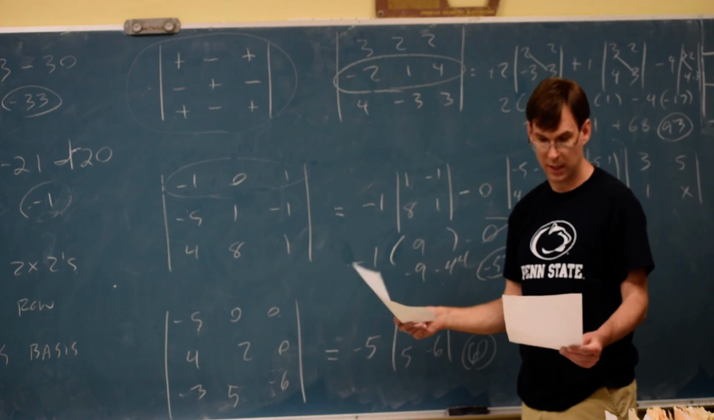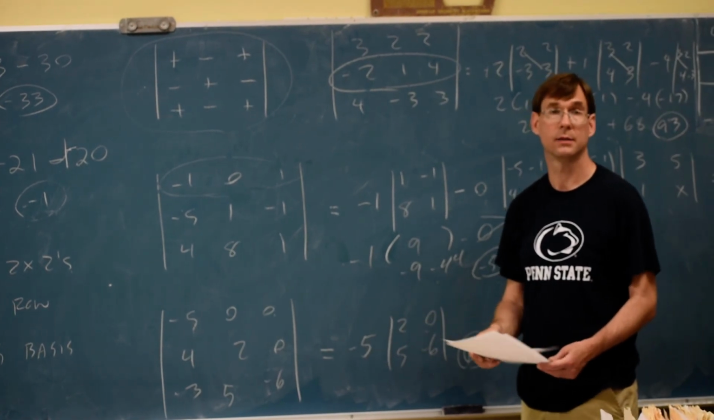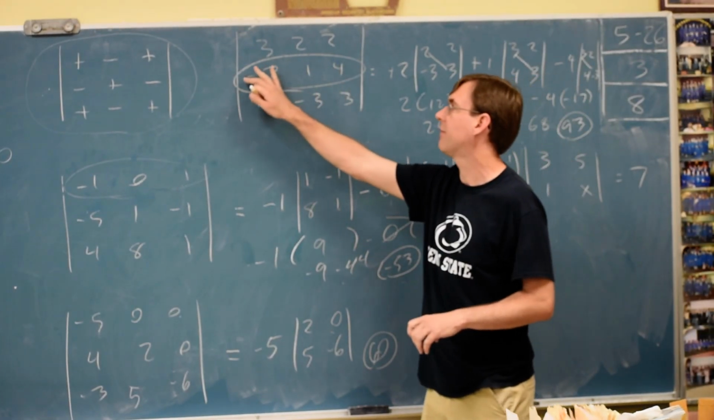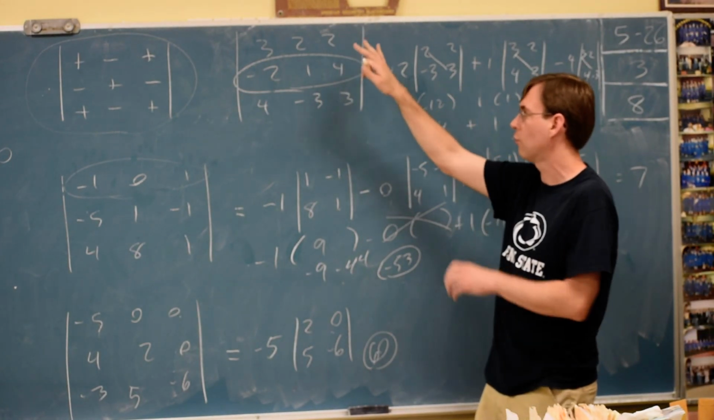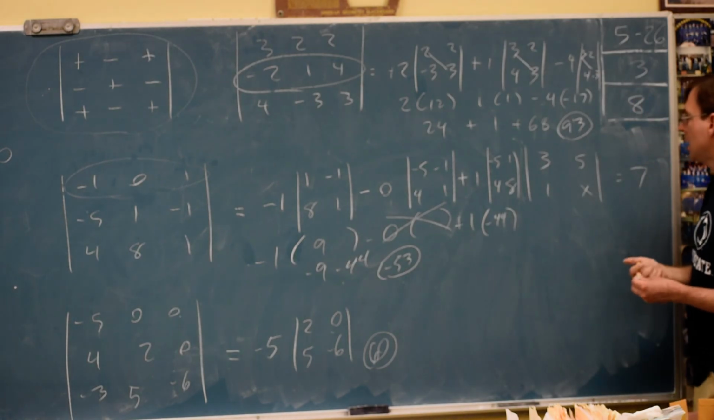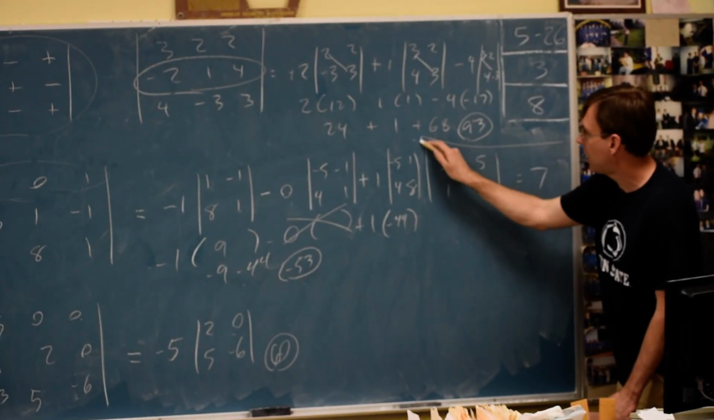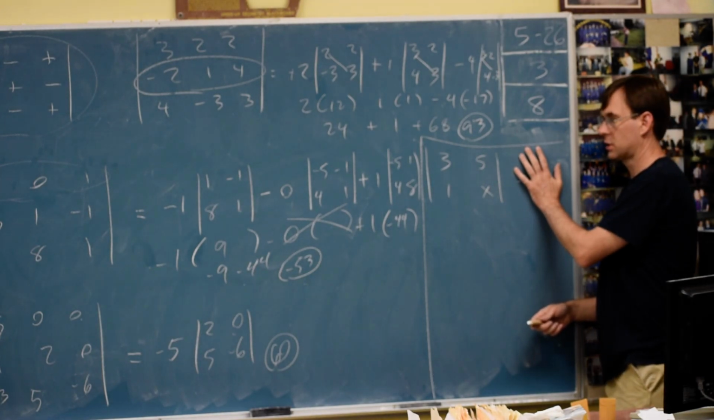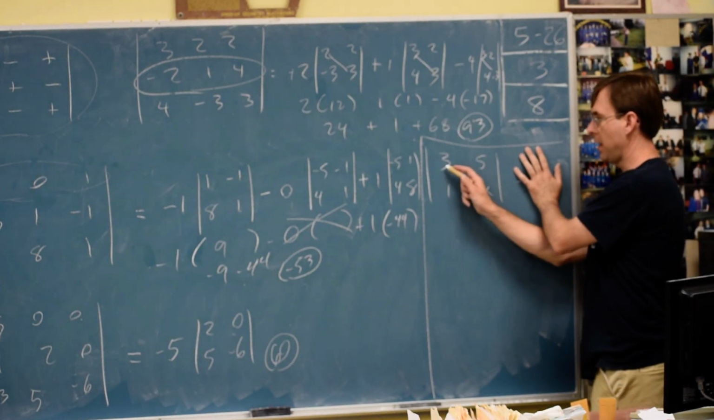Paper doing it the other way says also 93, so it doesn't matter which group of three numbers you pick. They just have to be in the same column or the same row. It doesn't matter.